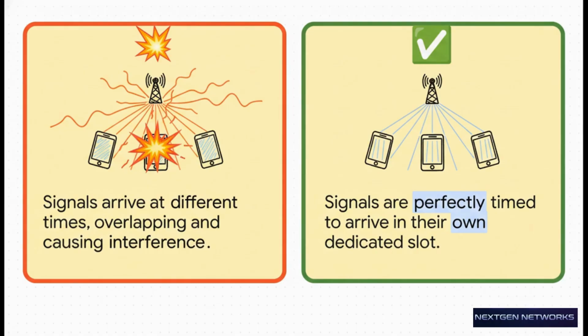On the left, you've got total chaos. Phones are just transmitting whenever, and their signals are all crashing into each other at the tower. It's a mess. But on the right, that's order. Every phone's signal arrives in its own perfectly timed little slot. That's the goal. And getting there, well, it presents two pretty big challenges.